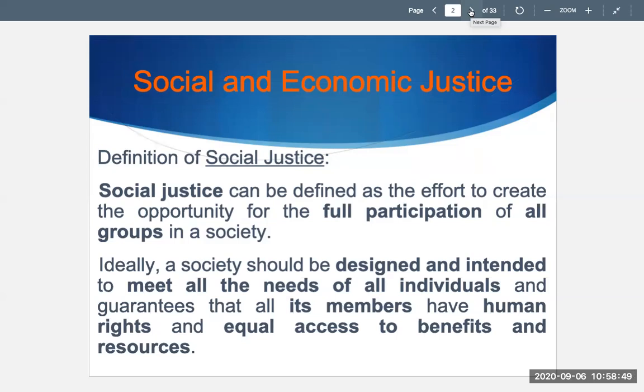We should be designed and intended to meet all the needs of all individuals. So that is taking into consideration all individuals, no matter what race, gender, ethnicity, physical handicaps, sexual orientation, sexual gender identity, all of those come into play, and that all members have human rights and equal access to benefits and resources.